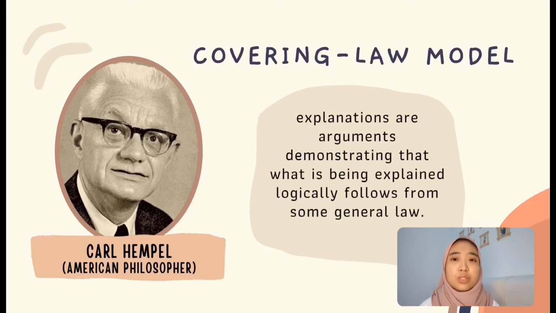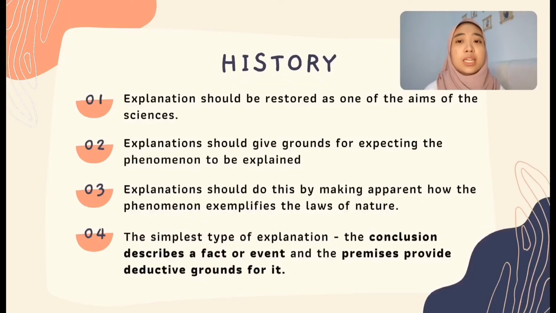It was founded by Carl Hempel, who was an American philosopher. He argued that explanation should be restored as one of the aims of the sciences. First, explanation should give grounds for expecting the phenomenon to be explained. Second, explanation should do this by making apparent how the phenomenon exemplifies the laws of nature. Explanations are arguments. The conclusion of the argument is a statement describing the phenomenon to be explained.